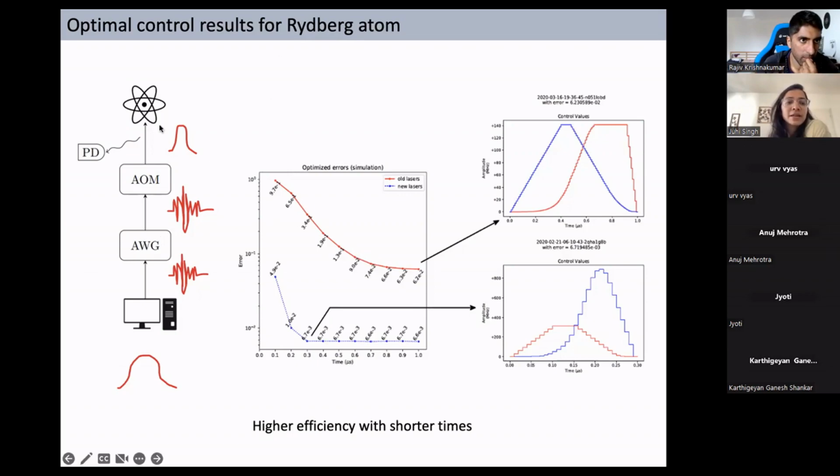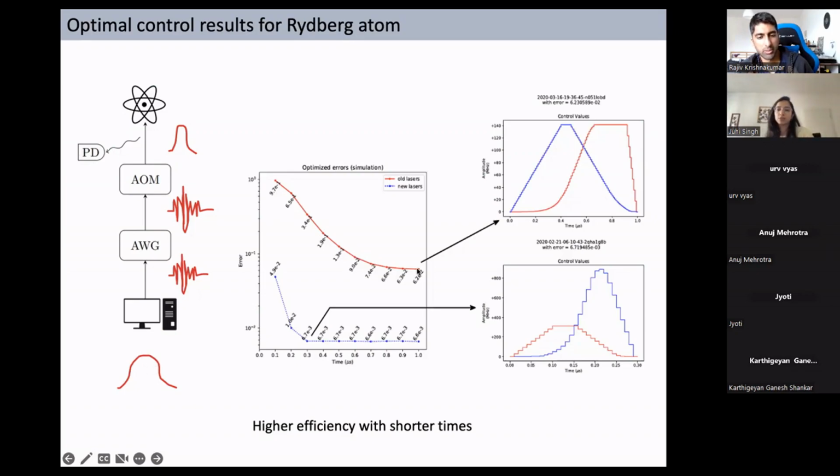And then it finally reaches the atom, and it does the process of excitation. And you can also place a photodiode in between to measure your pulses. Now you have the pulses which are doing the excitation. And so our work was optimizing this particular set of pulses.